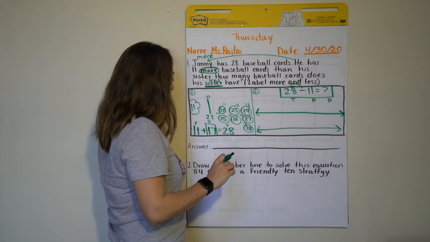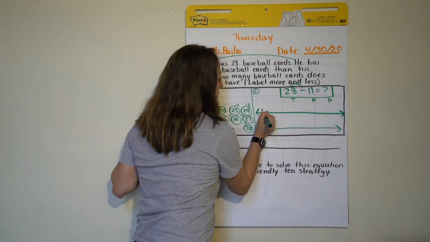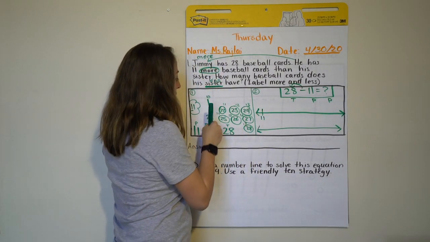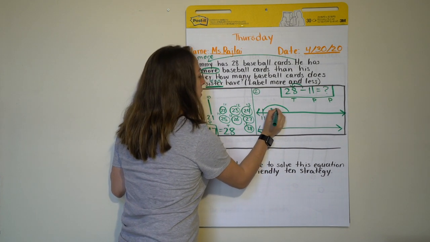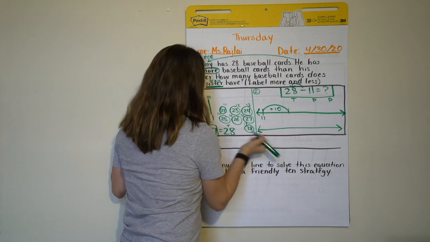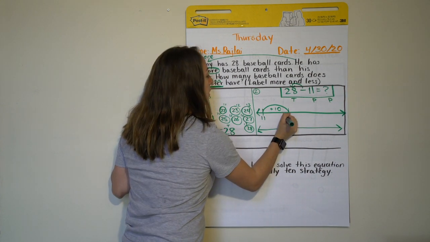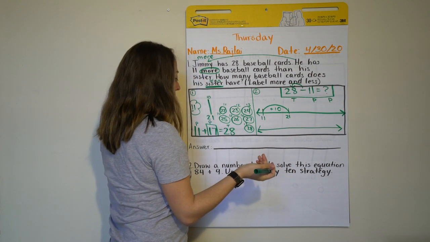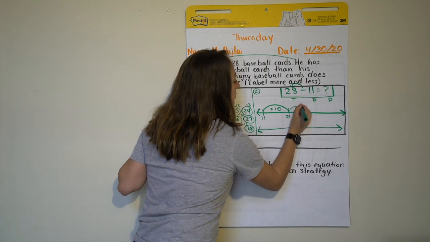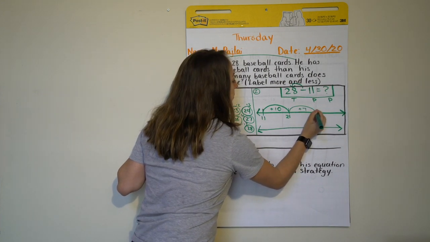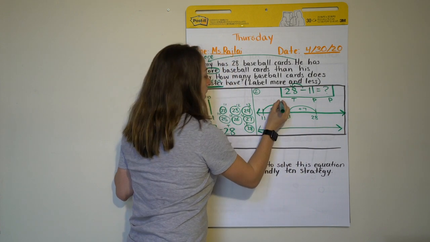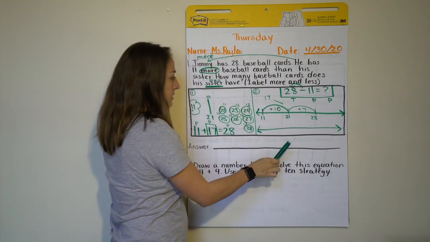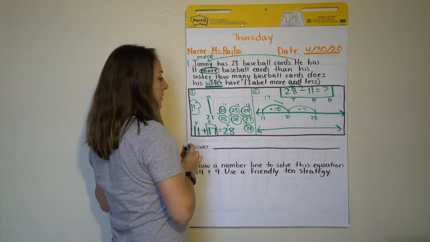Alright, I'm going to do my part first. So I'll have 11. I know I'm going to make one hop of 10, which gets me to 21, just like this side. And then a hop of 7. Which gets me to 28. And I know that this represents the 17 because 10 plus 7 equals 17.